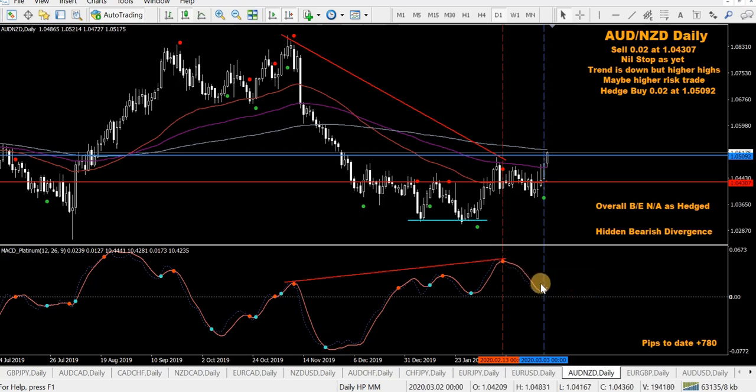And we've got a hedge buy. This is Aussie New Zealand. It's a hard pair to trade sometimes. Price started to go down, went against me, started to go down again, now going against me as the Aussie's on the move up. Took a hedge buy here. Happy to do that because it's a hidden bearish divergence trade. Overall break even, not applicable as hedge. So I'm locking a loss between these two. And now we'll be looking for a sell trade.